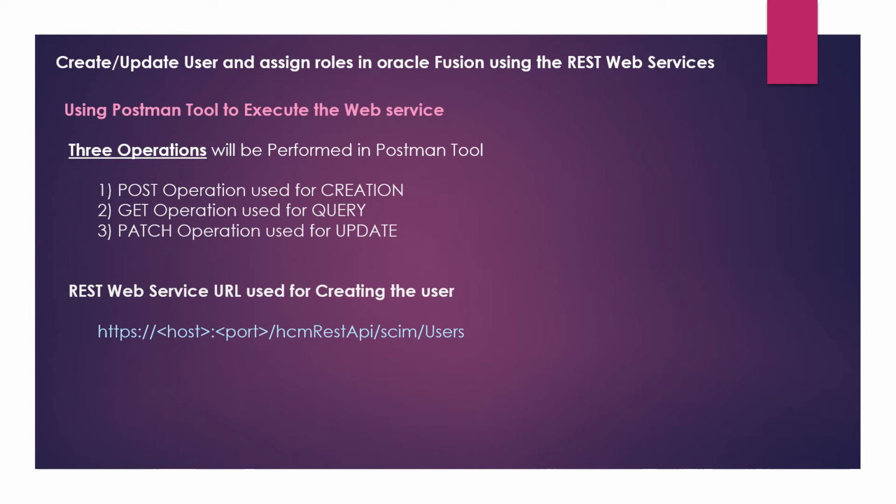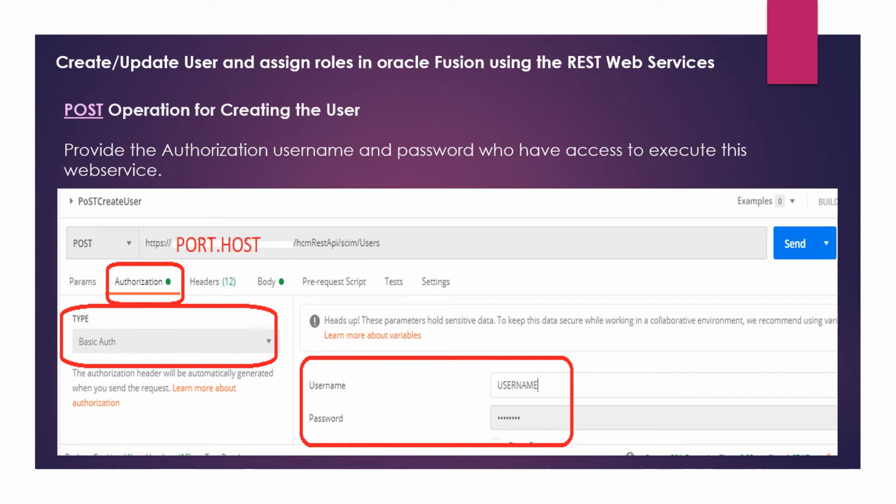And as per the previous slide, we got the URL ready. So this is a REST web services URL. Instead of host and port, you should provide your application environment. So once that is done, you got the REST web services. Now we are going to execute this REST web services using the Postman tool. So once you open the Postman tool, go and then create a new request, and provide the request as post, and provide the URL that we have got in the previous slides.